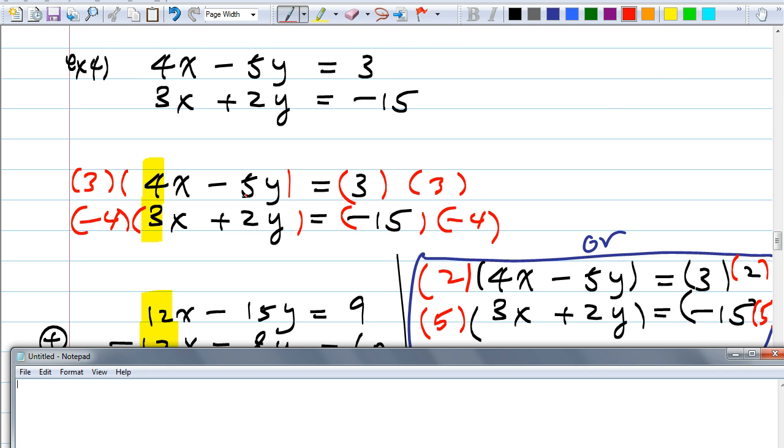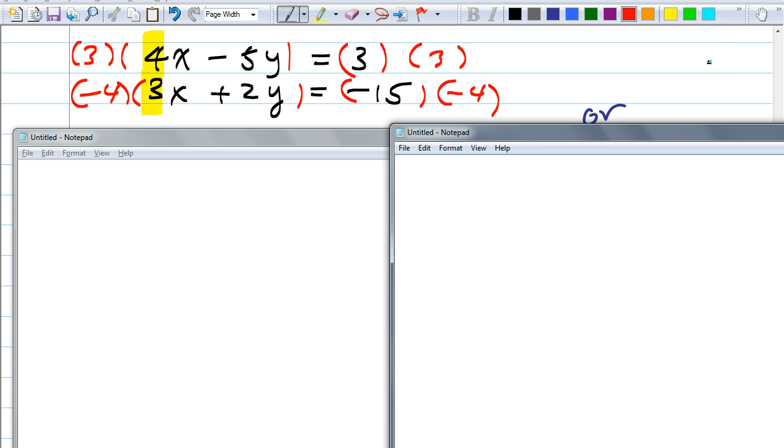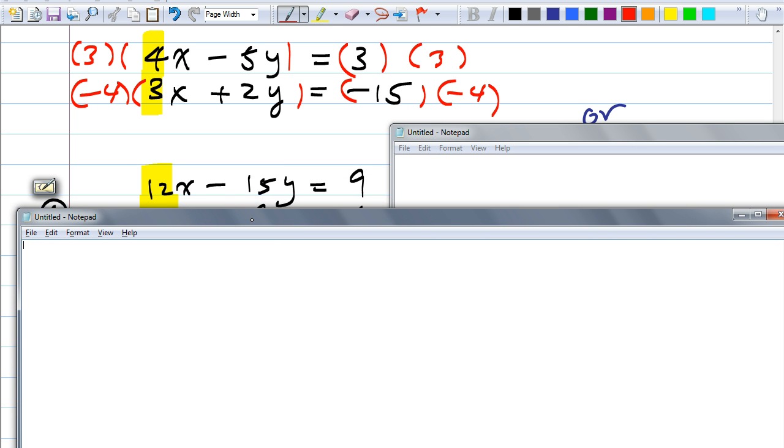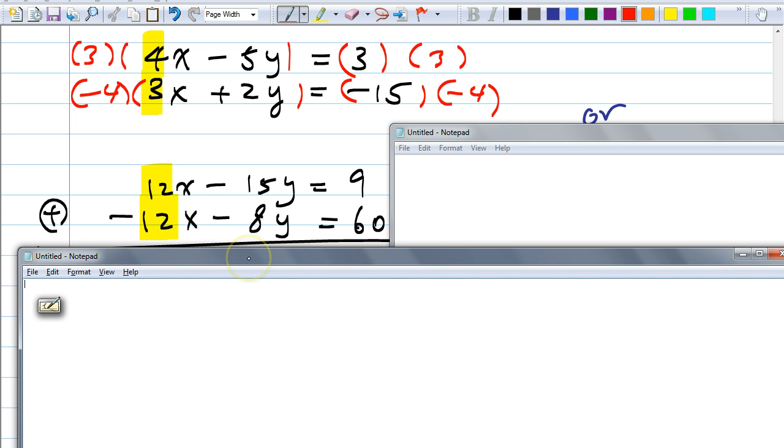Okay, so you guys from the right side over here, tell me what to do. When I multiply this, who could tell me what to write here? Caroline, can you tell me what to write? When I multiply top one by 3, bottom one by -4: 12x minus 15y equals 9. Good. And then negative 12x minus 8y equals 16. Correct.